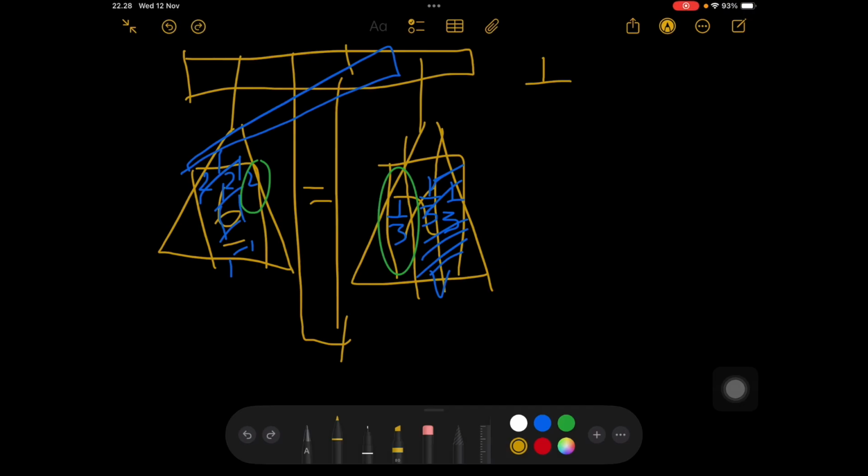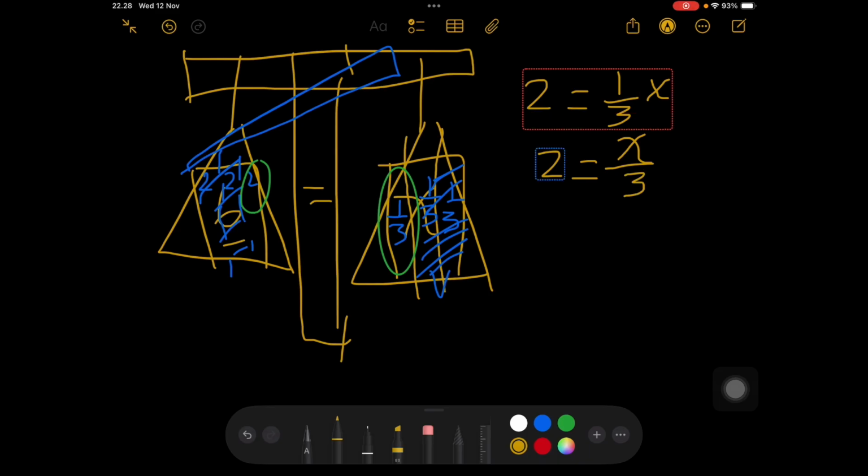Sorry, in order to make this structure better, I'll follow the order of the writing, which is 2 comes first, then equals 1/3 of x. Or we usually say that 2 equals x over 3. Now the question is how to find the value of this x back.